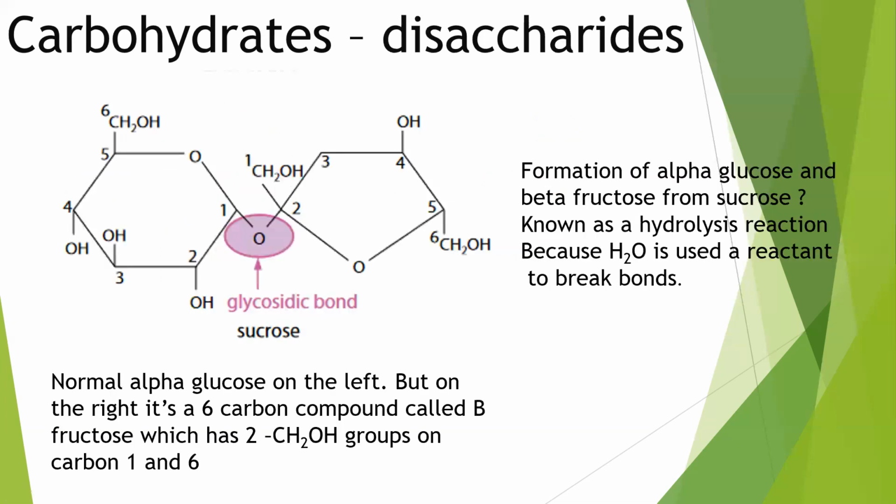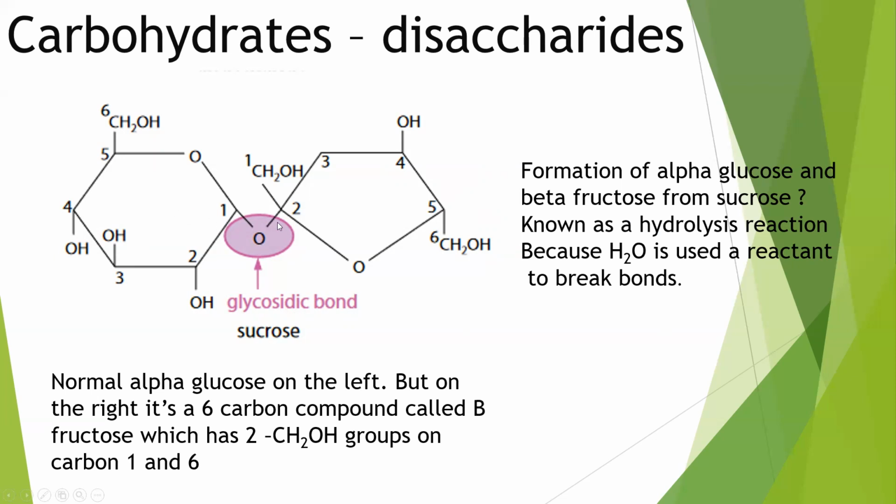So let's move on. You also need to know the structure of sucrose. It's formed from alpha glucose and also beta fructose. So you need to know the structure of beta fructose. We know the structure of alpha glucose, which is on the left-hand side, with the OH bond below the ring. So there's also the structure of fructose, which is also a 6-carbon compound, but the two ends have these CH2OH groups.